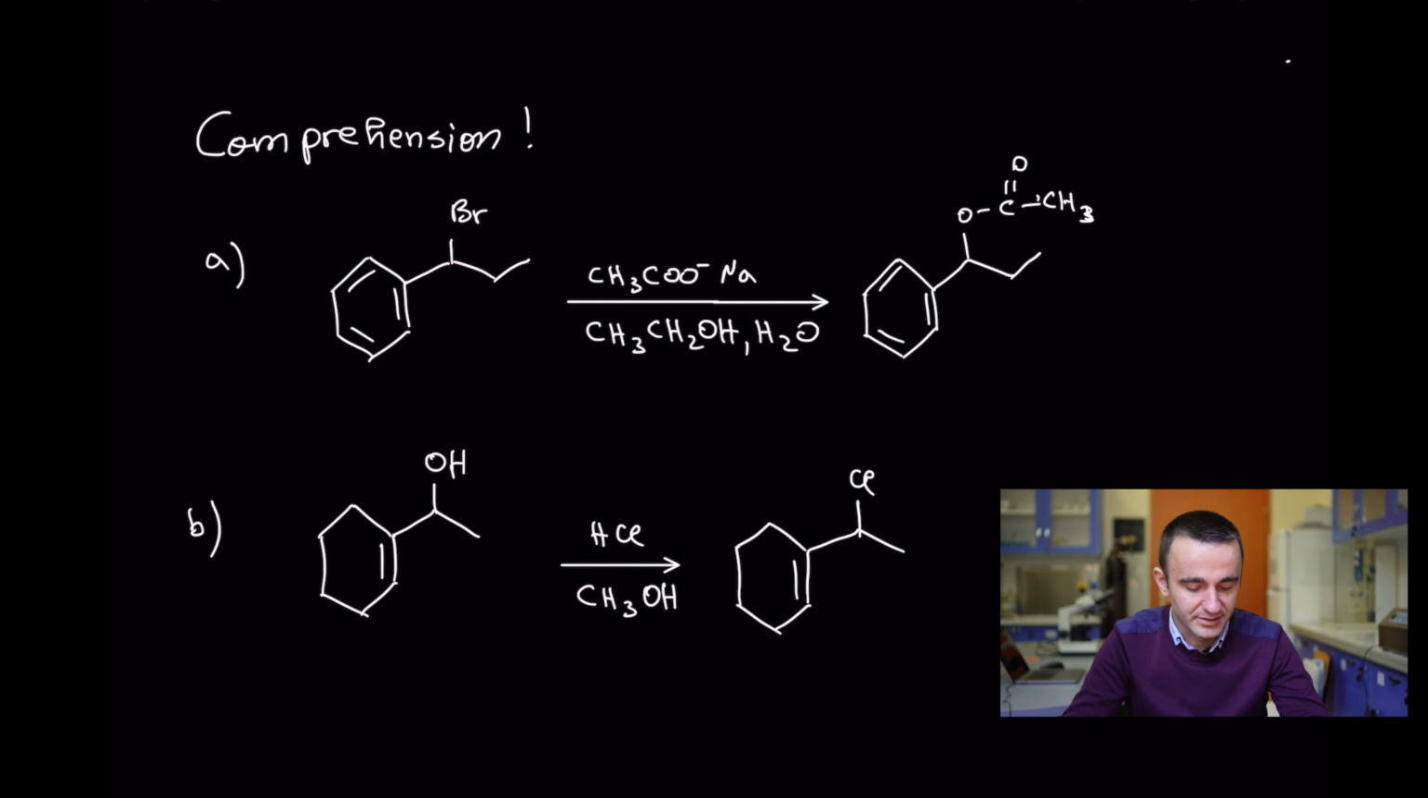Let's move now to comprehension. Take a look at point A. Is that reaction an SN1 reaction? As you can see here, the substrate is a secondary benzylic halide. You have a polar solvent, such as a mixture of ethanol and water. You have a poorly negative nucleophile, so it fits perfectly the conditions of an SN1 reaction. So this is an SN1 mechanism.